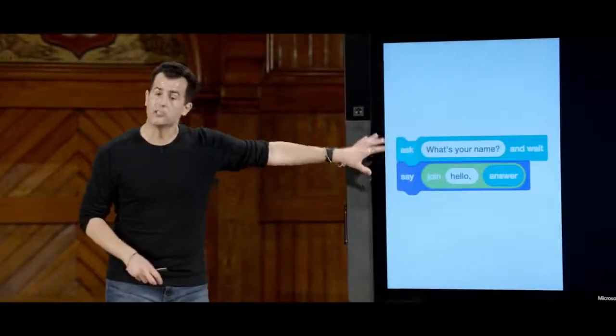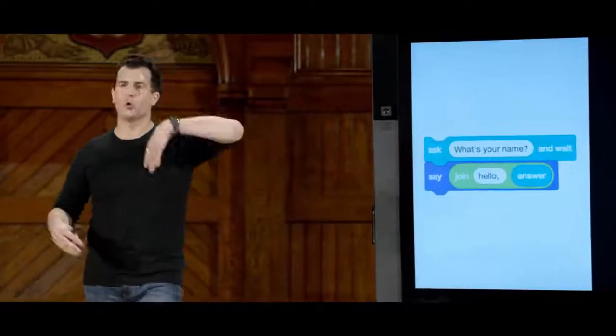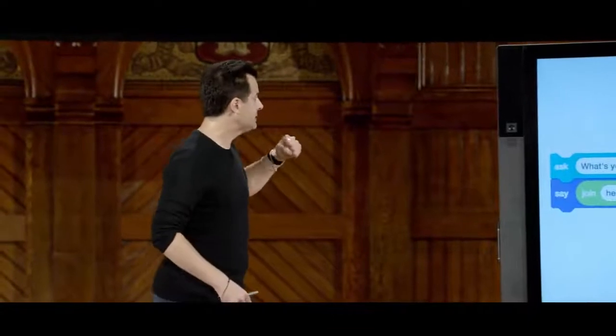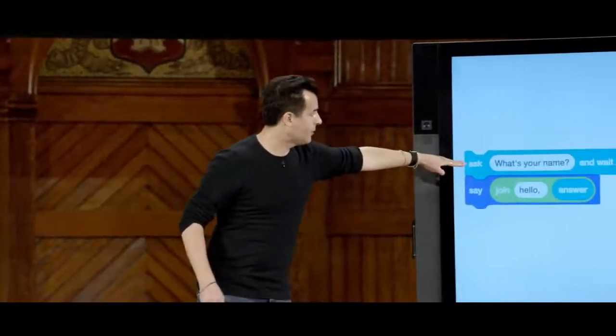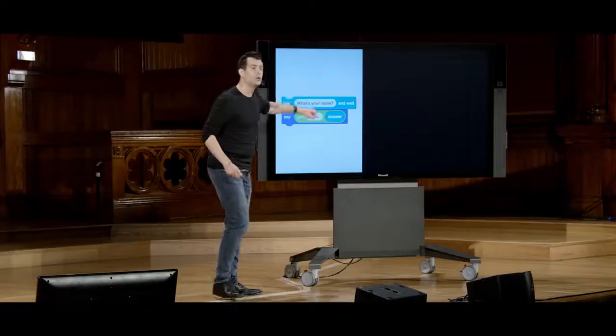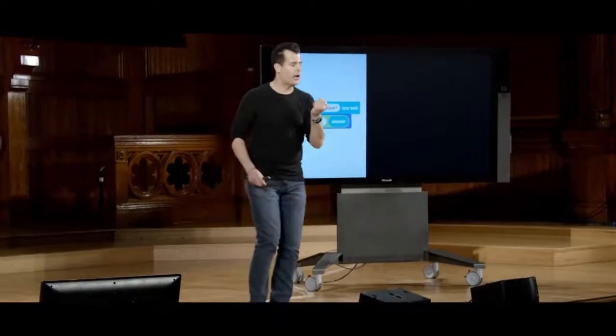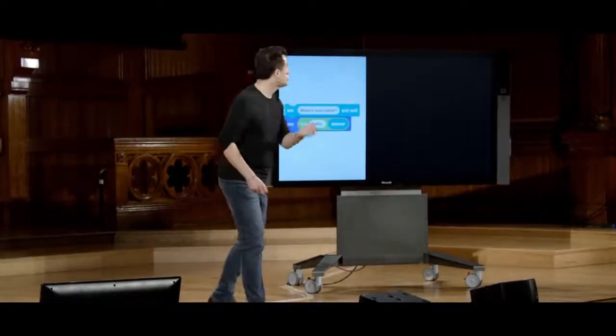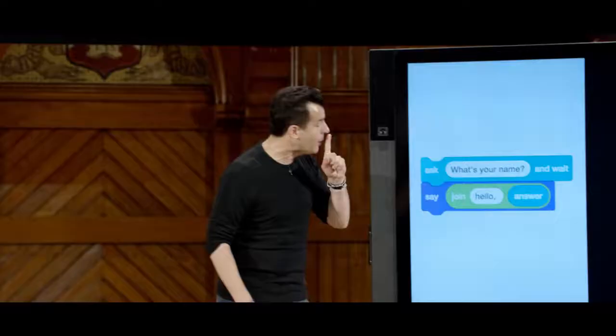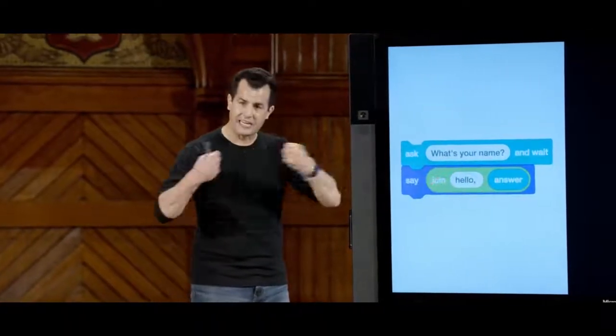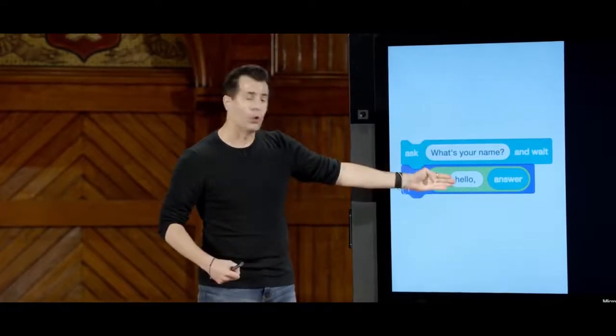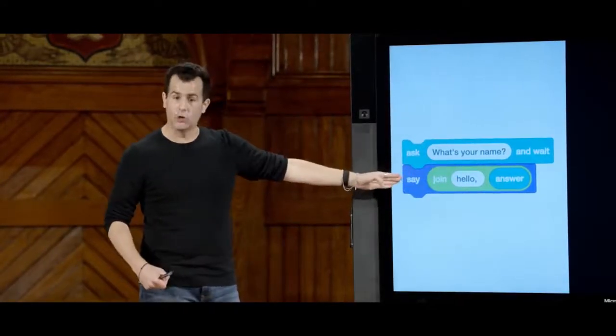So that program looked a little something like this. These two lines of code were attached to a when green flag clicked last week. This blue block here at top was a function. And that function returned an argument. It returned a response. It returned the answer that the user had typed in. And that was useful because we then used the user's answer to join it together, or concatenate, left and right with the word hello. And then we said the result of that.